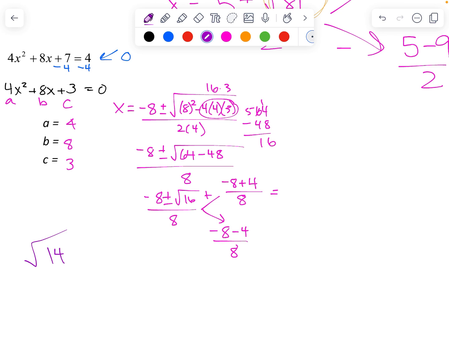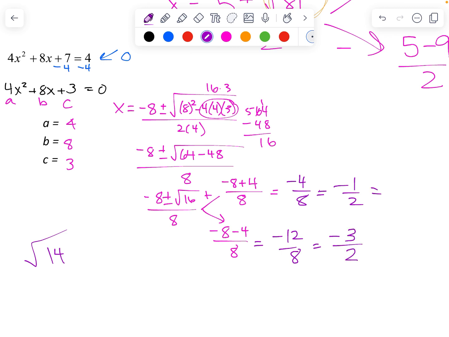So, let's just finish this one out: negative 8 plus 4, negative 4 divided by 8, so negative 1/2. And negative 12 divided by 8, I can reduce those, I can divide those both by 4, so negative 3/2.